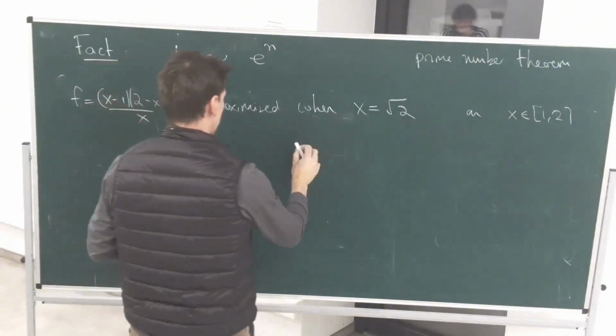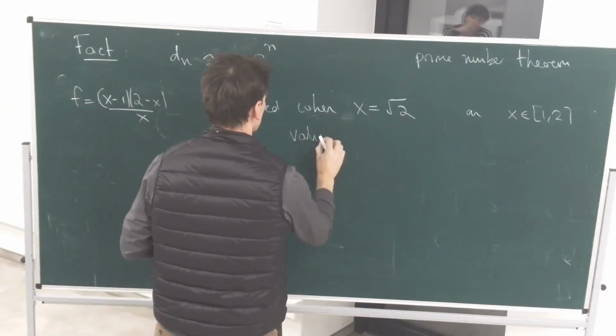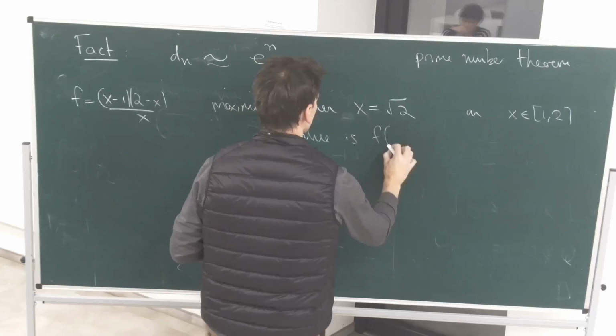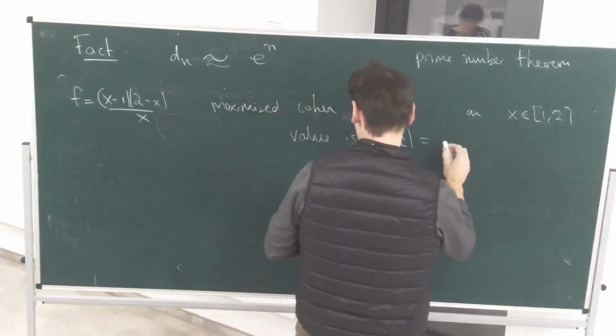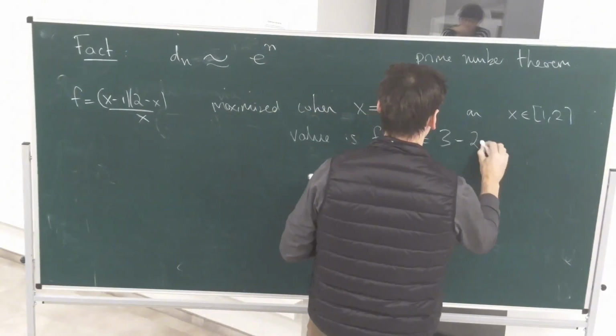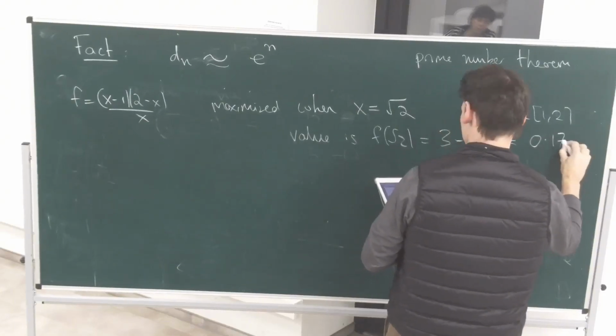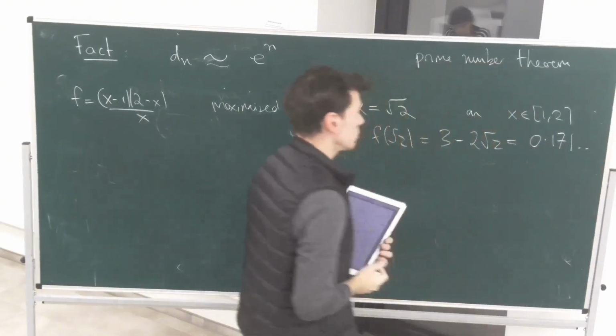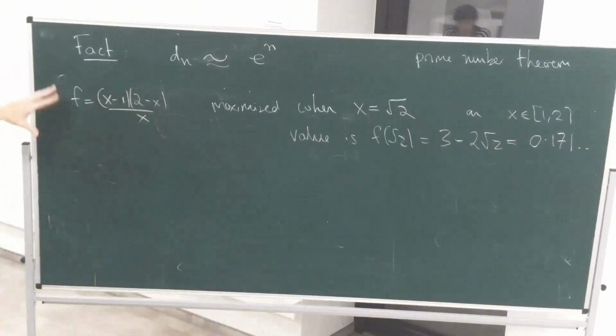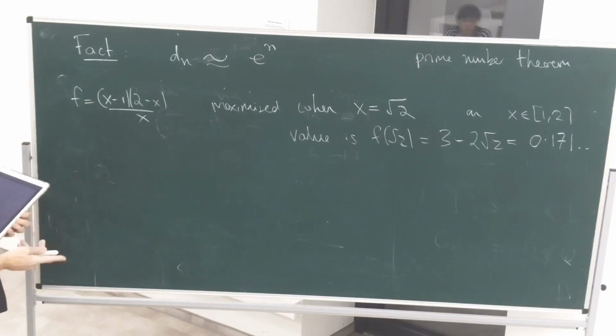And at this maximum, the value is f of root 2, which is 3 minus 2 square root of 2, equals 0.171. So you start to see these proofs require lots of miraculous identities. It's hard to see why things are going to work.